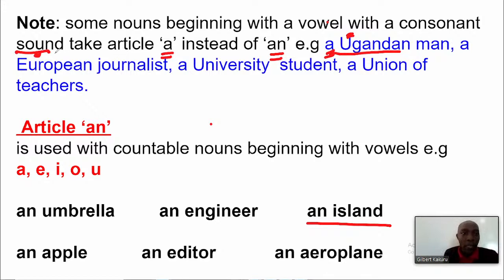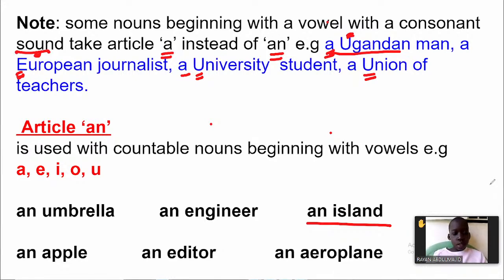Then you also have a European journalist. This one here, consonant sound, it takes a. We also have a university student because of this consonant sound, a union of teachers, and so on. But we also have others. Who knows any word with a consonant sound? Raise up your hand and tell us. Yes, Benisha. A unicorn. A unicorn, that's correct. Jason. They want to read. You shall read later, because they have already read this one. Don't worry, you shall read the next slide.